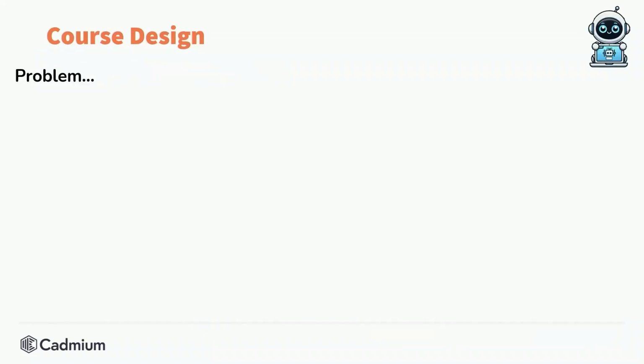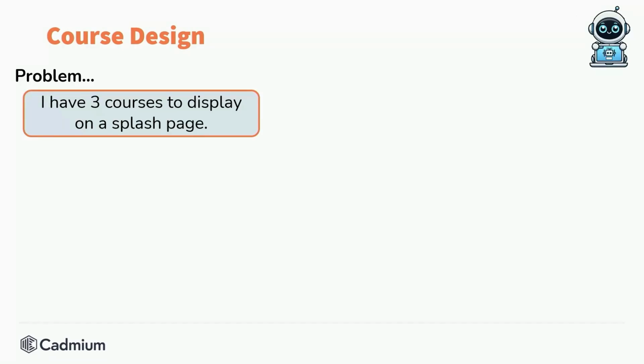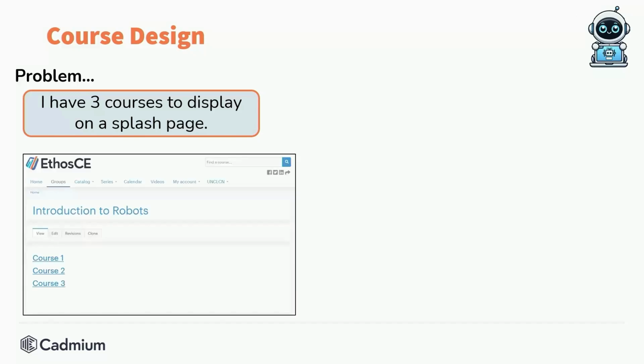So let's move on to another problem, and this is one of my favorites. I have 3 courses to display on a splash page, and this is from another department. I have a course series that they're developing, and they have their own branding requirements that are different from our custom global CSS. So we need to make that landing page a little bit more of a standout.